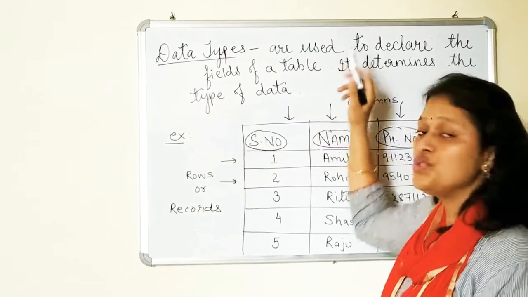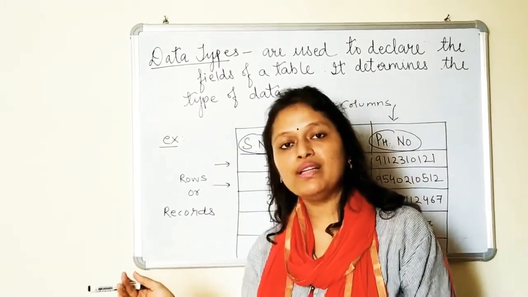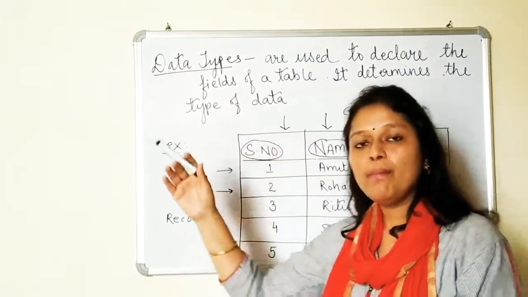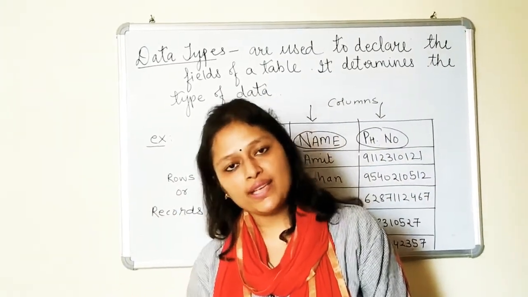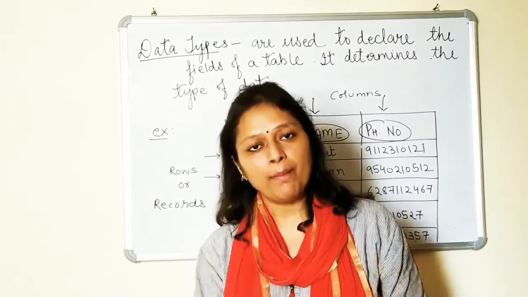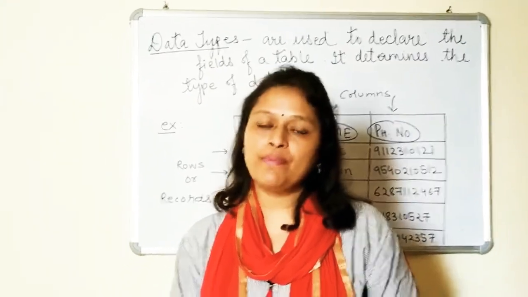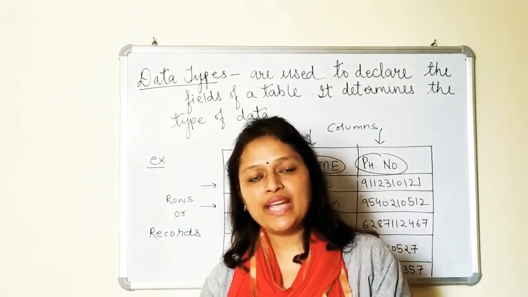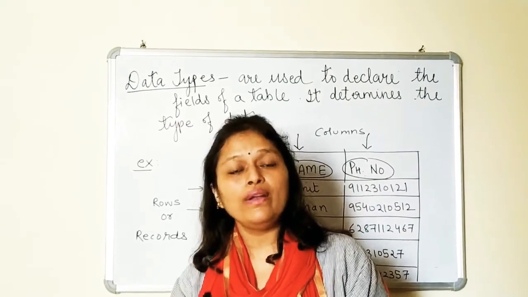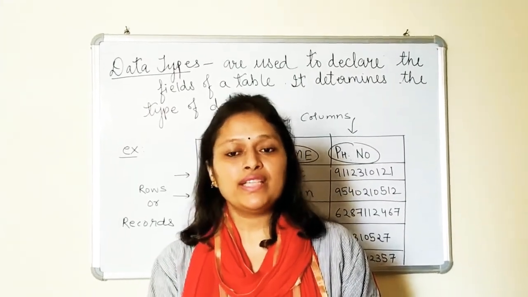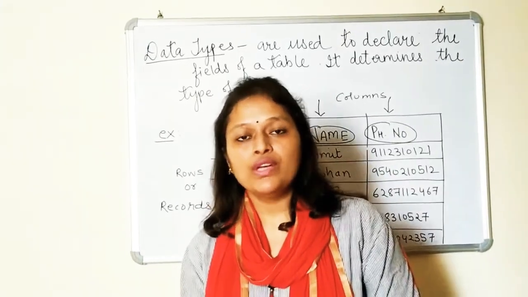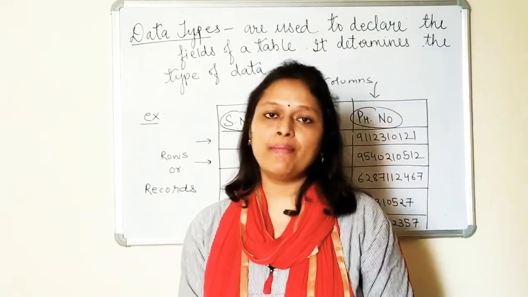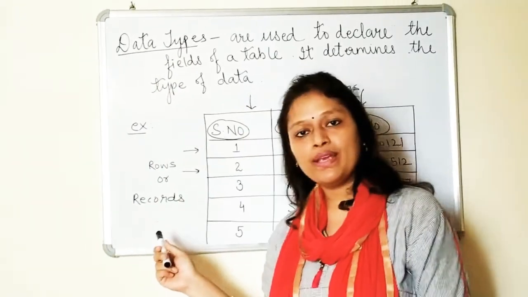Now, data types, one more time. They are used to declare the fields of a table. It determines the type of data that a particular field can accept. If you have specified number, it will only accept data in number format. If you have specified the data type date and time, it will only accept data entered in date and time format. So if you try to enter another data type, it will give you an error message. I hope this topic is clear.